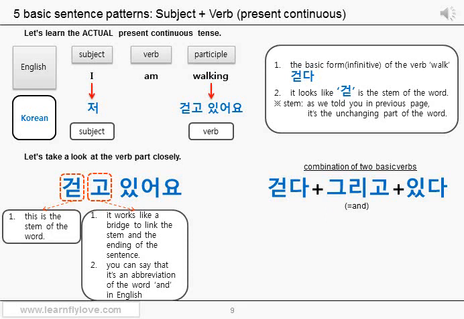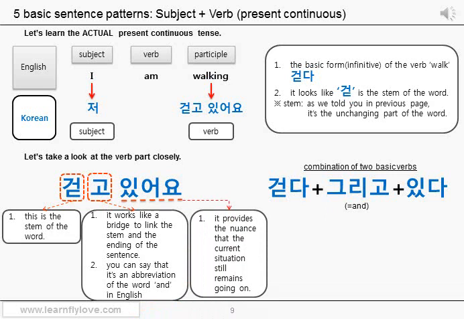Don't worry, you don't have to remember anything on this page. Just listen to our voice casually. The third part, 있어요. We don't know what it means now, but it provides the nuance that the current situation still remains going on. Okay, keep moving on. Don't think anything. Let's completely break down this present continuous form then.